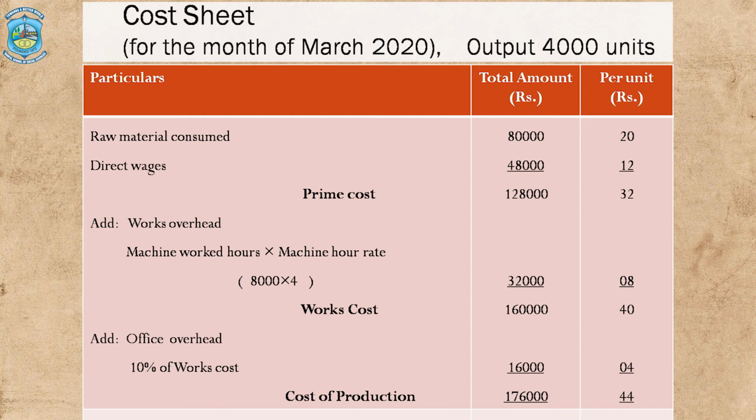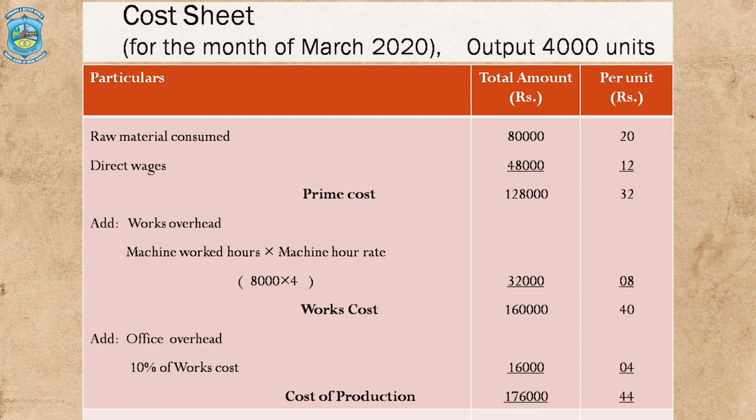So, 80,000 plus 48,000 is equal to 1,28,000 for the total, and when all these figures are divided by the output of 4,000 units, 80,000 divided by 4,000 gives us 20 rupees of raw material consumed per unit. Direct wages 48,000 is again divided by 4,000, so we have 12 rupees of direct wages per unit. So, 20 plus 12 is equal to 32 rupees per unit for prime cost.